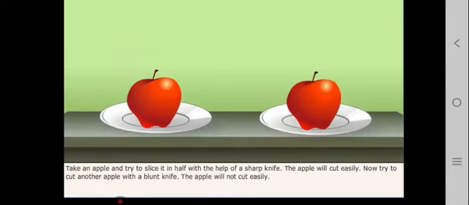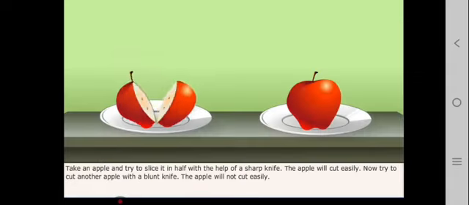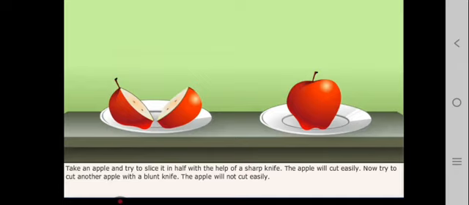Take an apple and try to slice it in half with the help of a sharp knife. Did the apple cut easily? Yes. Now try to cut another apple with a blunt knife. Did the apple cut easily this time? No. Well, what's the reason for this?